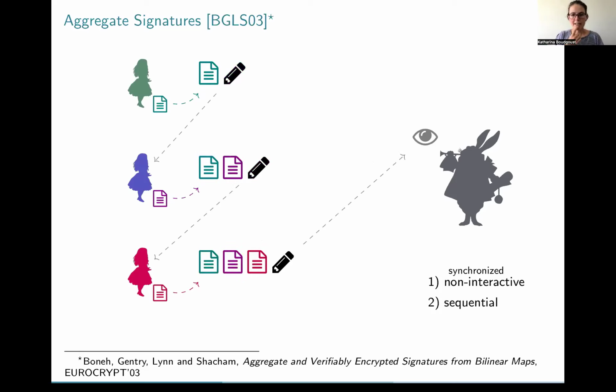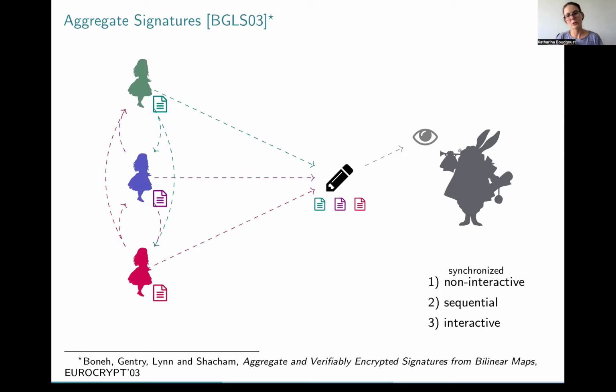Another model is that there is some form of interaction, but it's very structured. We call them sequential aggregate signatures. Now the first Alice signs her message, and then she sends her signature to the second Alice, who provides a signature that now accounts for her message, but also the message of the first Alice. Then the blue Alice, the second Alice, forwards her signature to the third Alice, the red Alice, who can produce a final signature that accounts for all three messages together. And this final signature is sent to the rabbit.